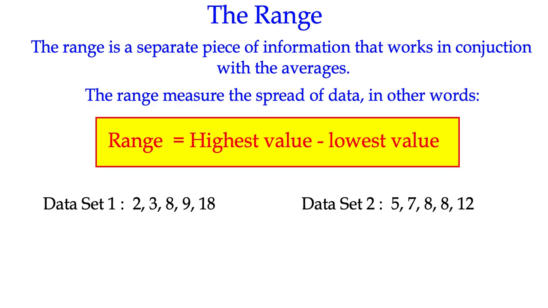This little video is about finding the range of a set of information. It's not an average, it's a piece of information that works alongside, or in conjunction with, an average. It provides a little bit of extra detail, and the word range in the English language might be used to describe a range of options, a range of products, a range of tastes.